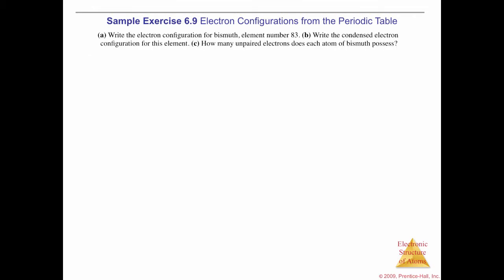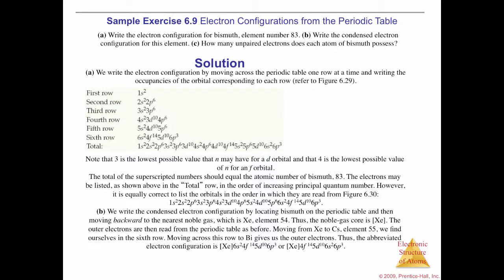Sample exercise 6.9, electron configurations from the periodic table. Write the electron configuration for bismuth, element number 83. Write the condensed electron configuration for this element. How many unpaired electrons does each atom of bismuth possess? We write the electron configuration by moving across the periodic table 1 row at a time and writing the occupancies of the orbital corresponding to each row.